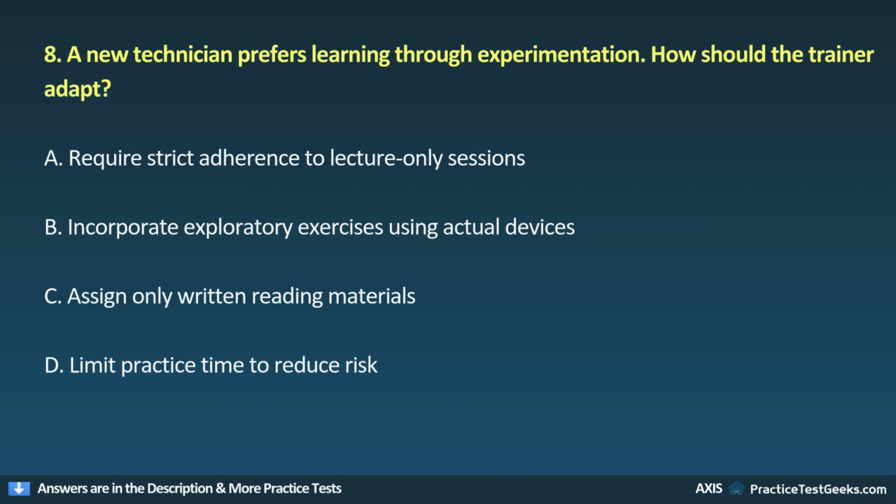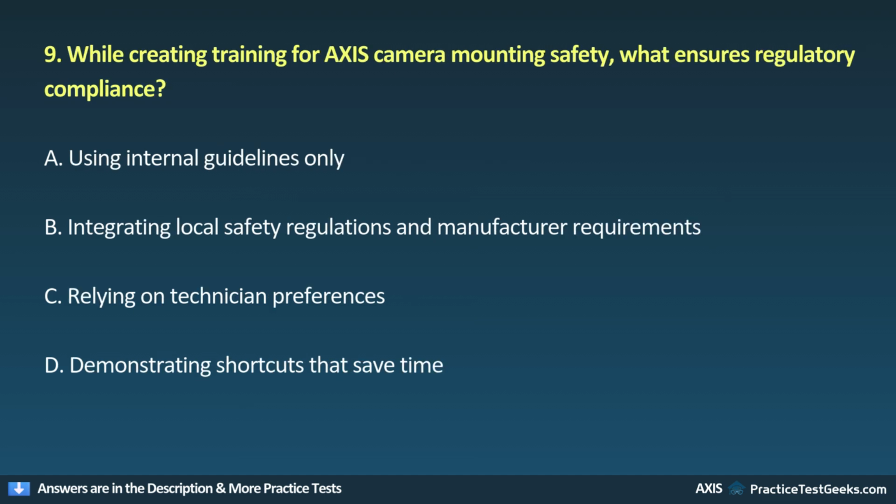8. A new technician prefers learning through experimentation. How should the trainer adapt? A. Require strict adherence to lecture-only sessions. B. Incorporate exploratory exercises using actual devices. C. Assign only written reading materials. D. Limit practice time to reduce risk.